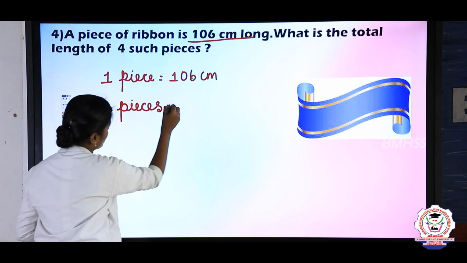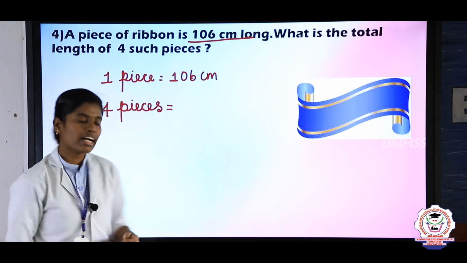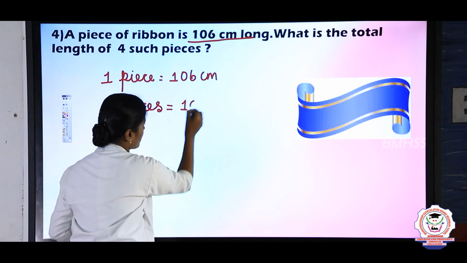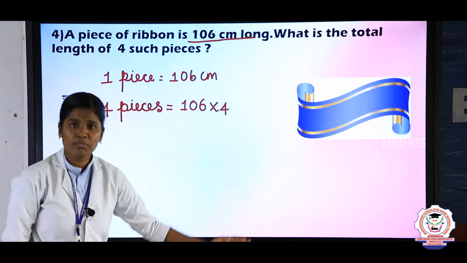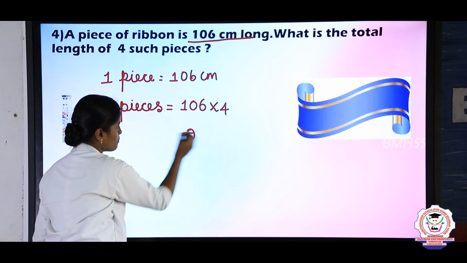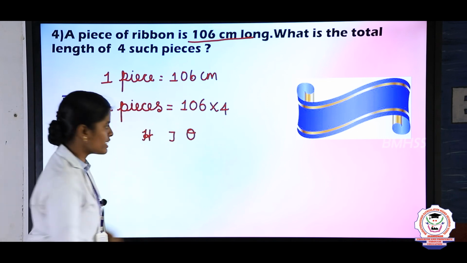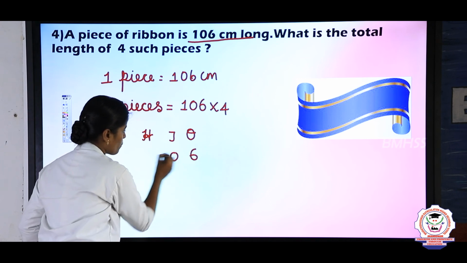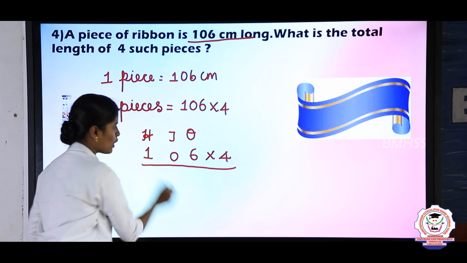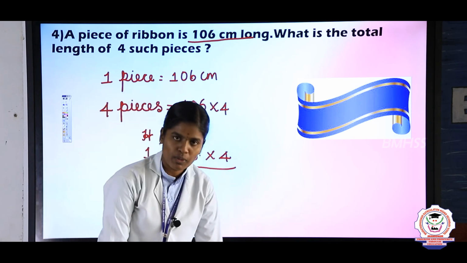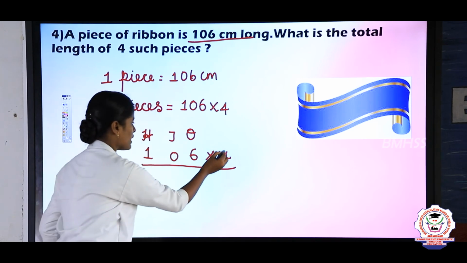4 pieces equal to, take 106 multiplied by 4. First we will write the place values. Our first place value is ones, second place value is tens, and third place value is hundreds. Now take 106, 6, 0, 1 and multiply by 4. So take 4 and multiply by ones place value, tens place value and hundreds place value. So take 4 and multiply by 6.